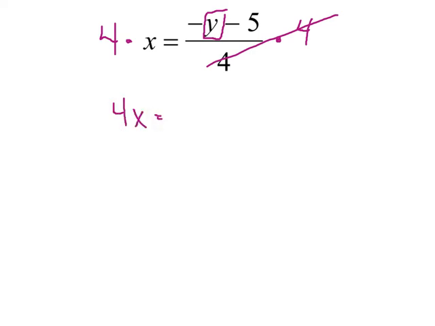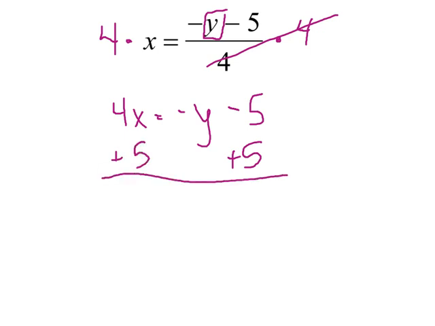4x is equal to negative y minus 5. Now this should start to look a little bit more comfortable for you. We still are trying to get y by itself. So now what I can do is add 5 to both sides. 4x plus 5 are not like terms, so they just get rewritten as addition.